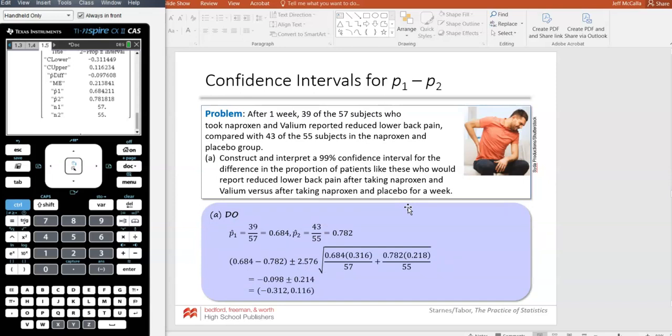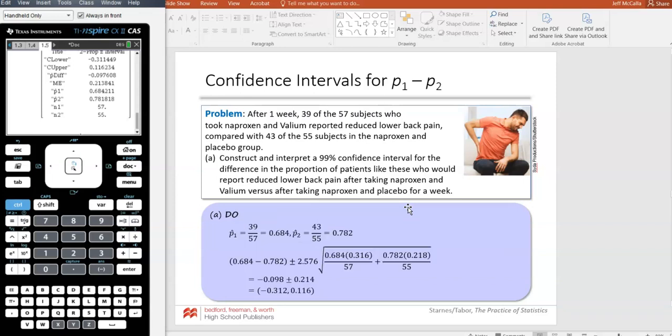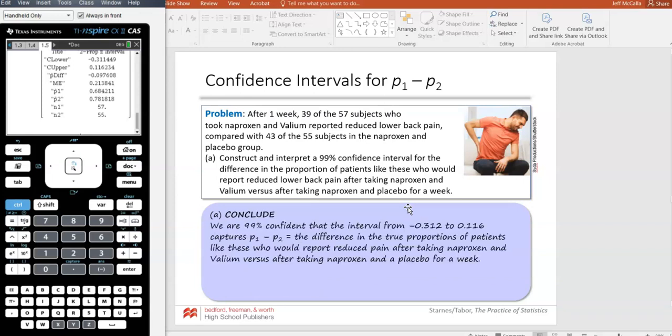Perfect. That's exactly what we showed. We did the second two parts with our calculator. The first part, we just plugged in the numbers we knew. So the last step is to make a conclusion. See how it rolls with a difference in proportions, just a slight difference.